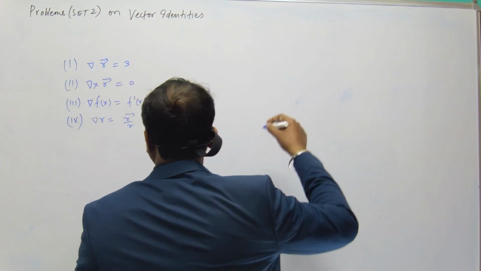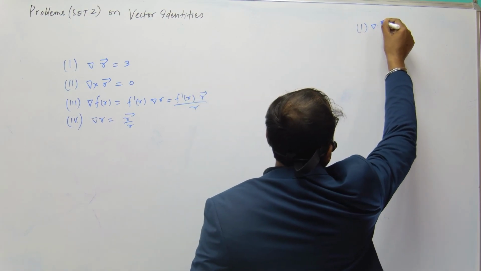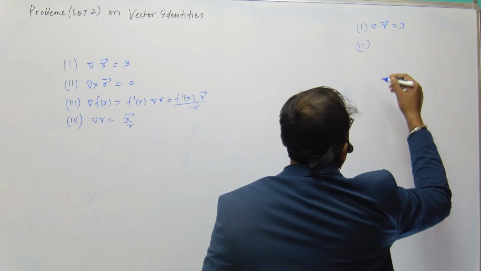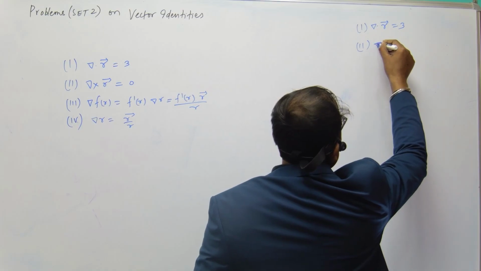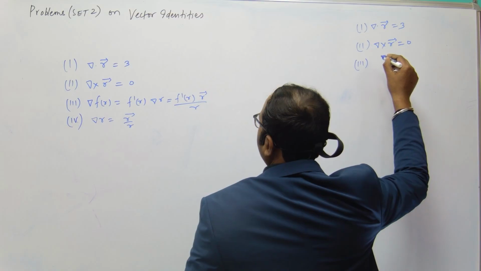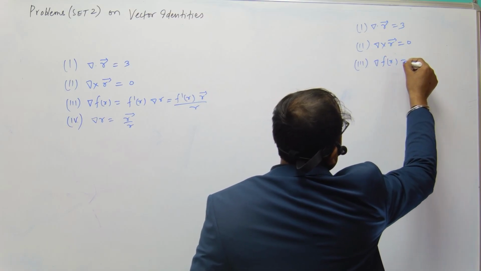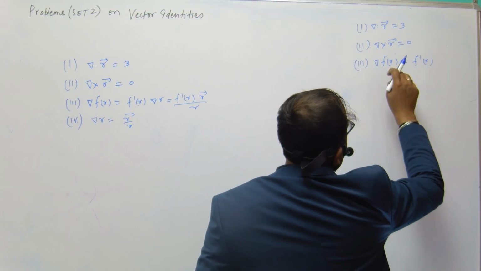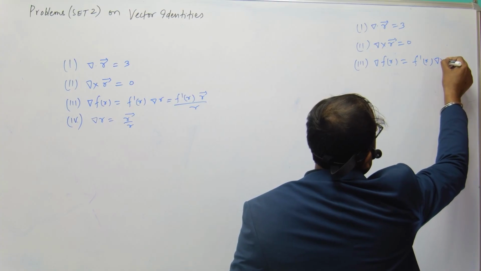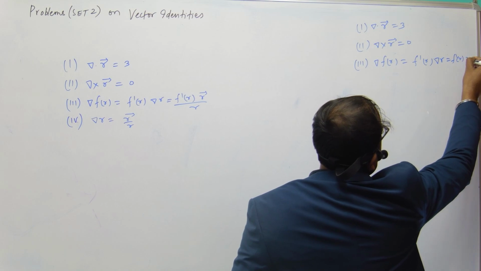So the first one is del dot r vector is equal to 3, that is divergence of r vector. Secondly, curl of r vector is equal to 0. Third one is gradient of function f of r, which is equal to f dash r, the differentiation of that function f, times gradient of r, that is del of r. Del of r is r vector upon r. This is f dash r times r vector upon r.